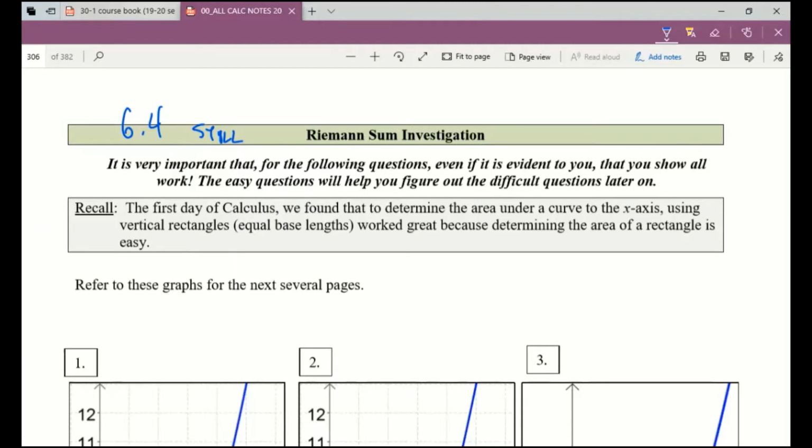This starts off by saying it's very important that for these following questions, even if it's evident to you, you show all of your work. The easy questions will help you figure out difficult questions later on, and you'll see what we mean by that when we get to the end of this section.